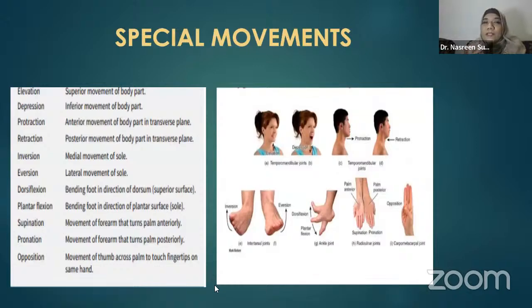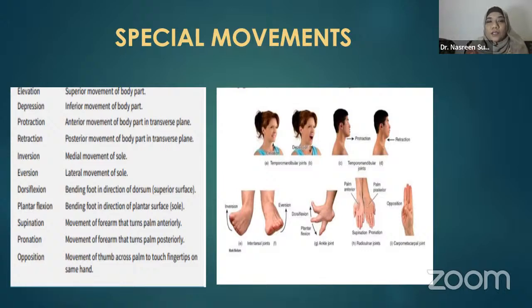Now there are certain special movements. So what are those special movements? Elevation. Elevation means superior movement of a body part. You can see here, elevation means like this. Depression means like this, going down. Superior movement means upward movement, inferior movement means downward movement.